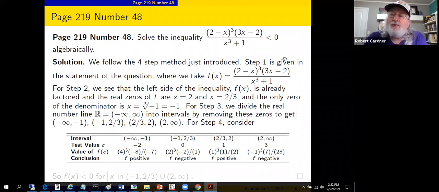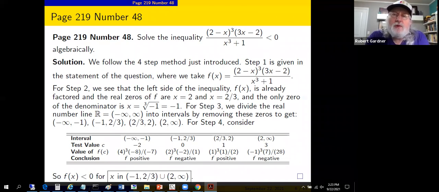So we were interested in when that function is less than 0, when that function is negative. That occurs here and here. So we'll take the union of these two intervals. And there's where the inequality is satisfied.